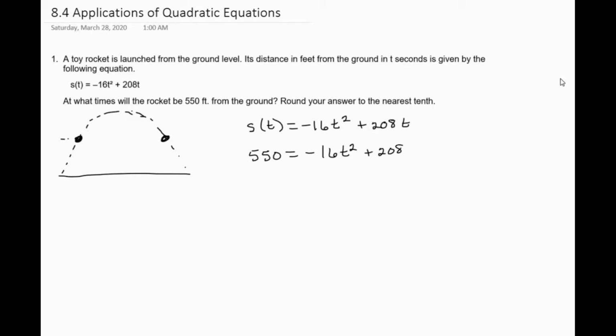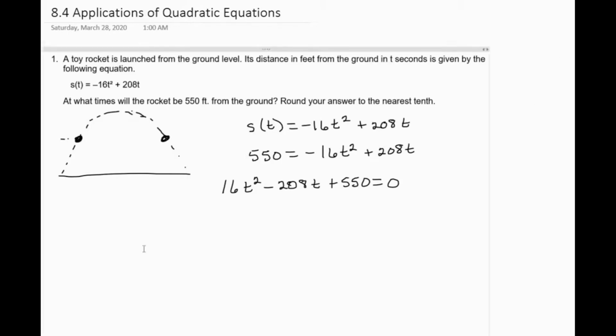First thing I'm going to do is to put this in standard form. So I will have 16t squared minus 208 times t plus 550 equals 0. And from here, I'm going to put the equation in the quadratic formula.